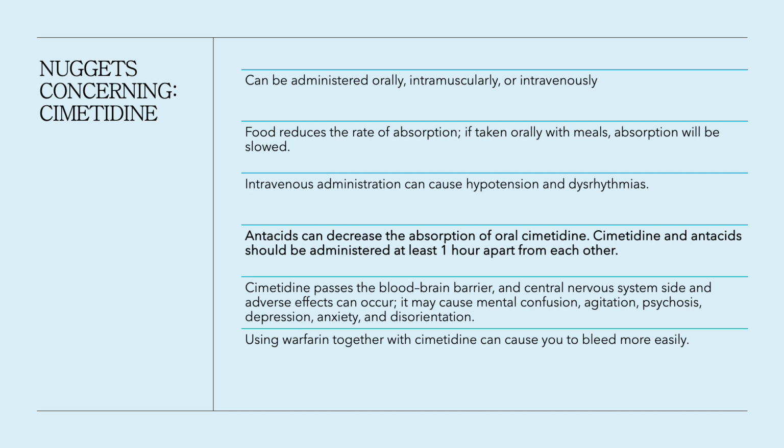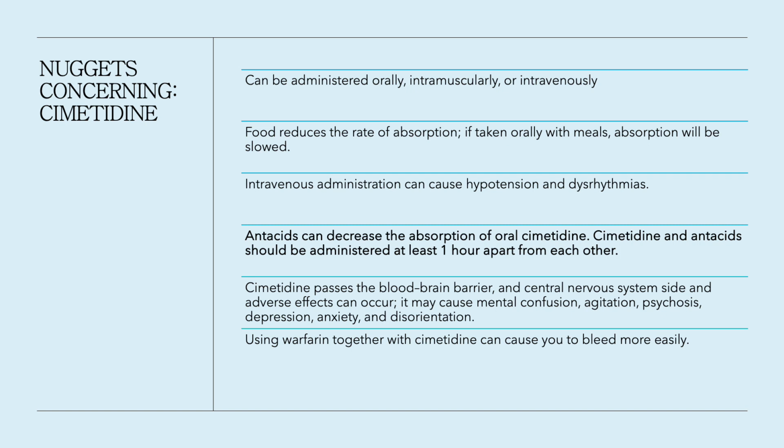So going back up, cimetidine passes the blood-brain barrier and the nervous system. So side effects and adverse effects can happen. That's from the central nervous side. So it may cause mental confusion, agitation, psychosis, depression, anxiety, and disorientation. All right. So this one is all for cimetidine, not for the H2 blockers in general, but just for this one medication.